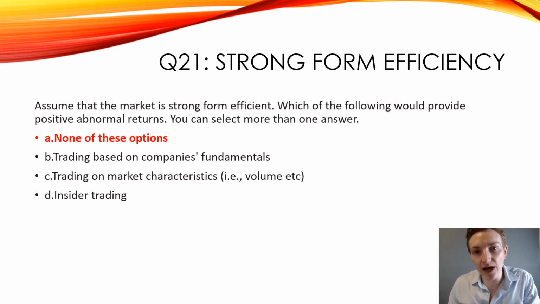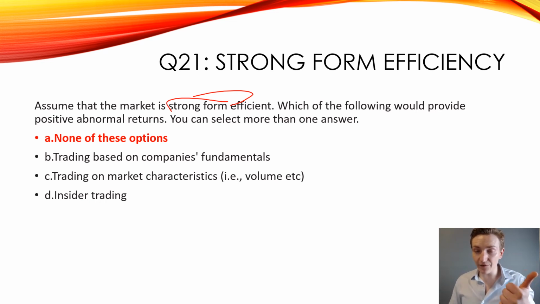In this question, you're being asked about strong form efficiency. It asks, assume the market is strong form efficient. Which of the following could provide positive abnormal returns? Now, to be clear here, strong form efficiency assumes that private information is incorporated in stock prices, public information is incorporated in stock prices, and technical information is incorporated into stock prices. So all three levels of information are incorporated into stock prices.